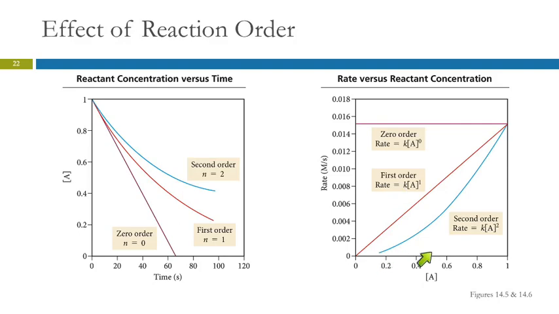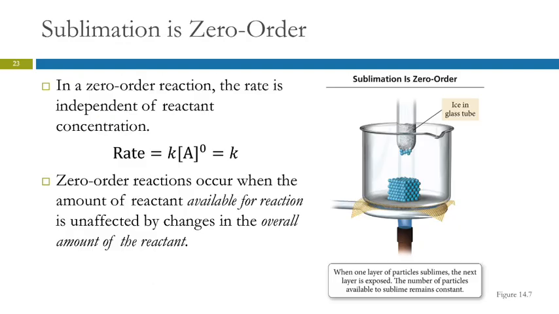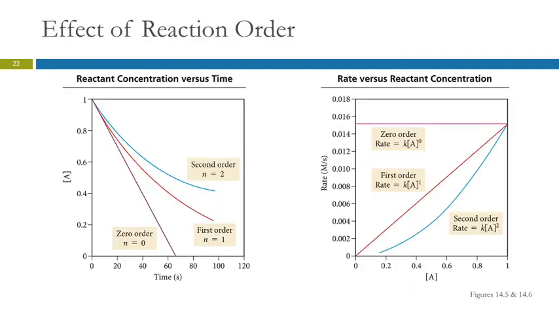And for the second order, it goes up more steeply. So how can you have a reaction where the rate is completely independent of the concentration of the reactant? Yeah, question? For the second order, it's proportional to the square of the concentration. Concentration squared.